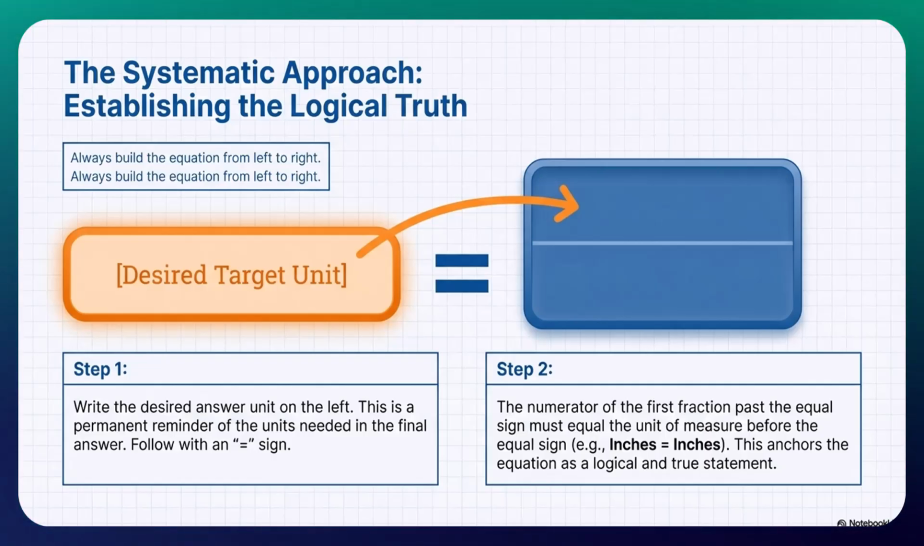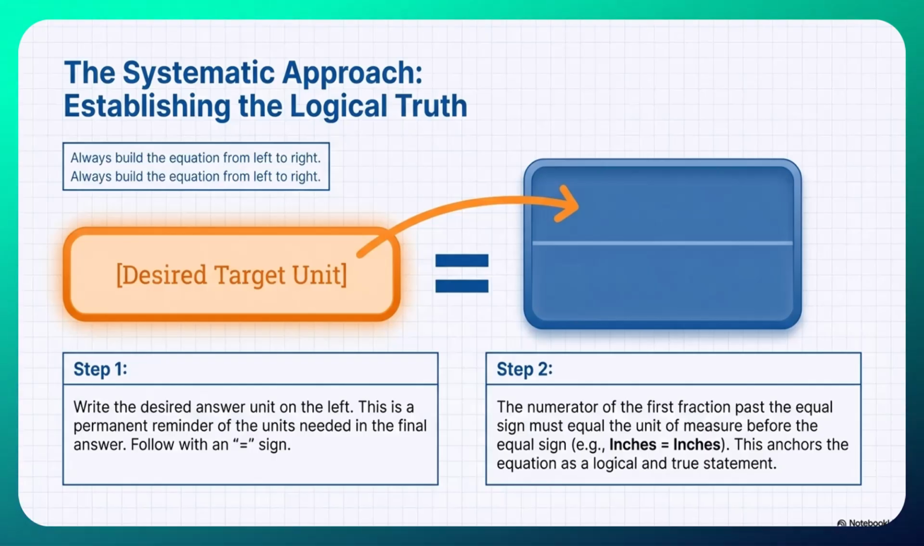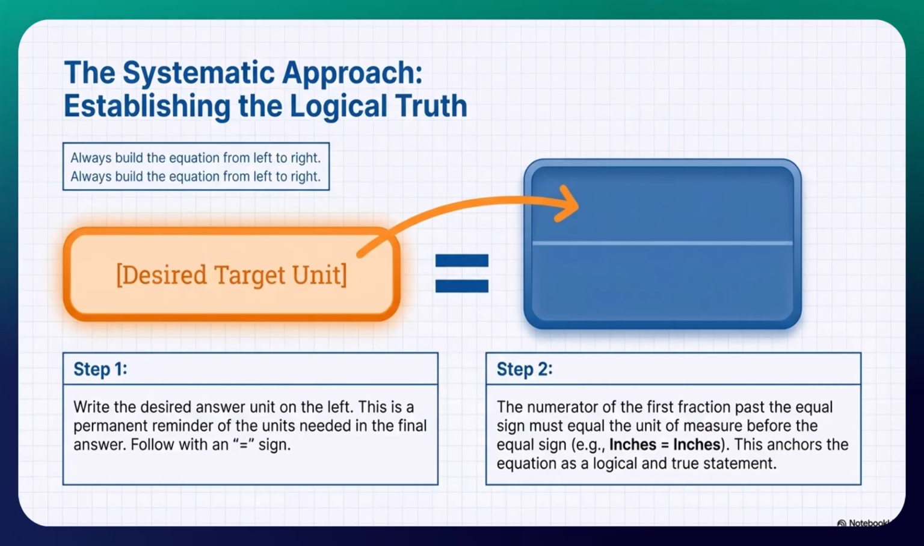Then you have an equal sign. Then we have a fraction bar. And the numerator of that very first fraction past the equal sign is where you're going to put that very same target unit of measure in the top. And then that will tell us what to do next, and I'll begin to show that to you.